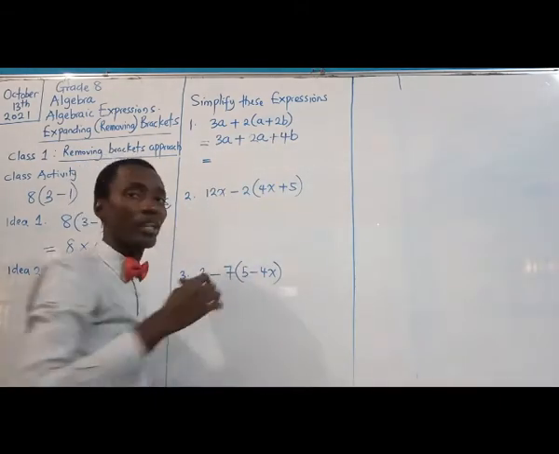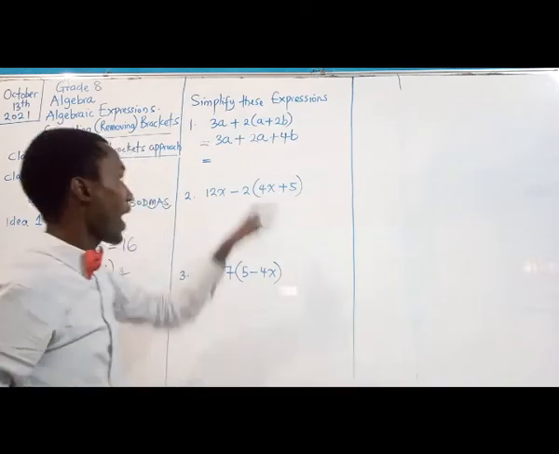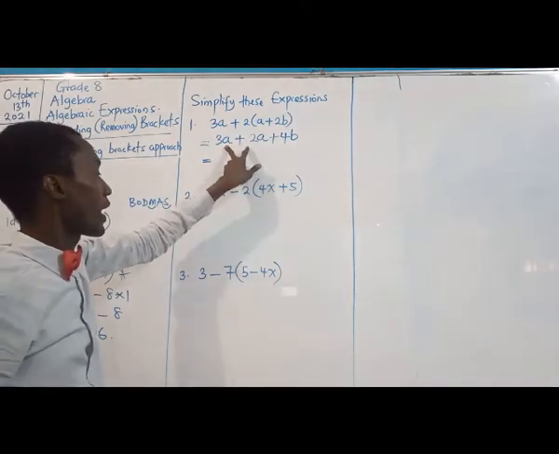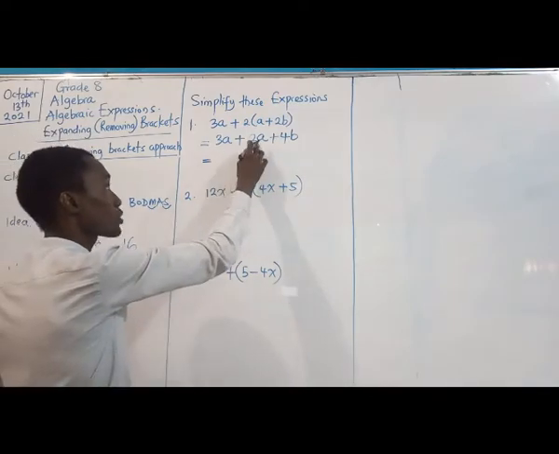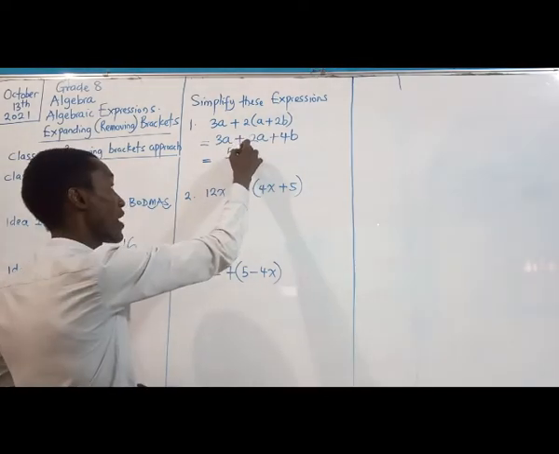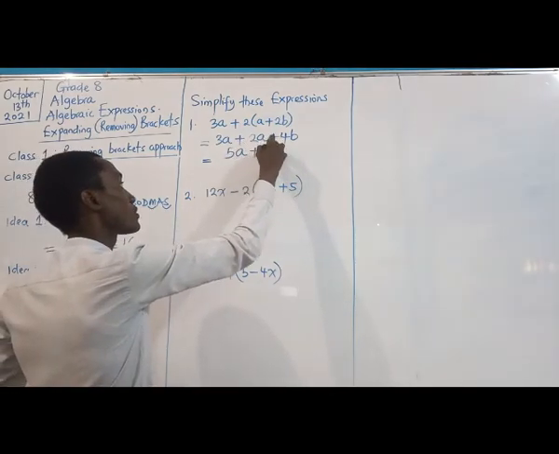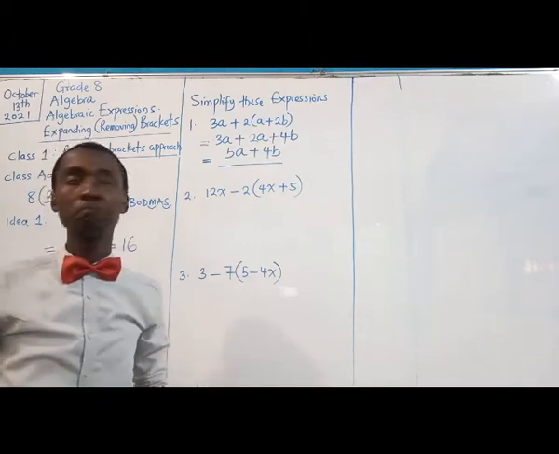Now, how does this connect to previous knowledge? Collection of what? Like terms. I can see apples here, and I can see just bananas here. So I'll add up my apples, and I'm going to get what? 3 apples plus 2 apples will give me 5. So I write 5a plus what? 4b. And that concludes the solution to that problem.